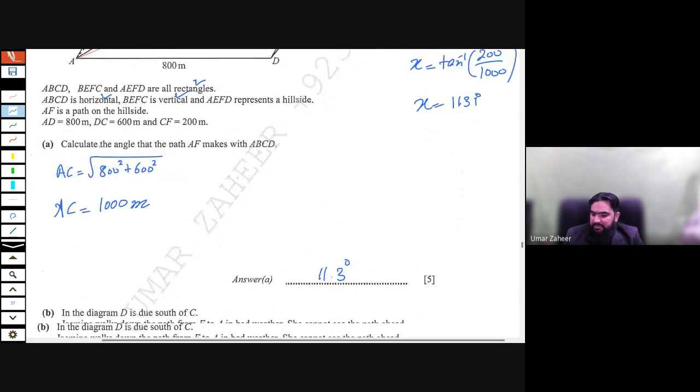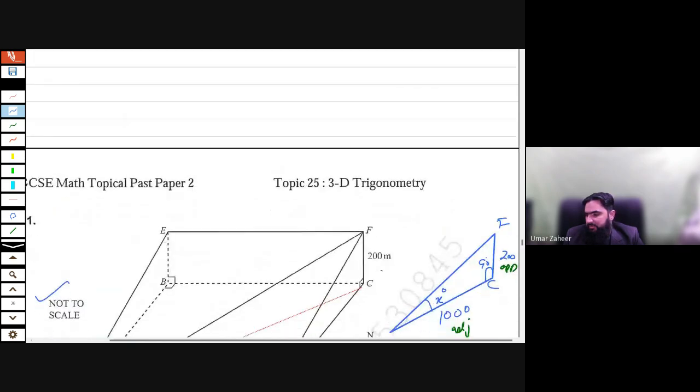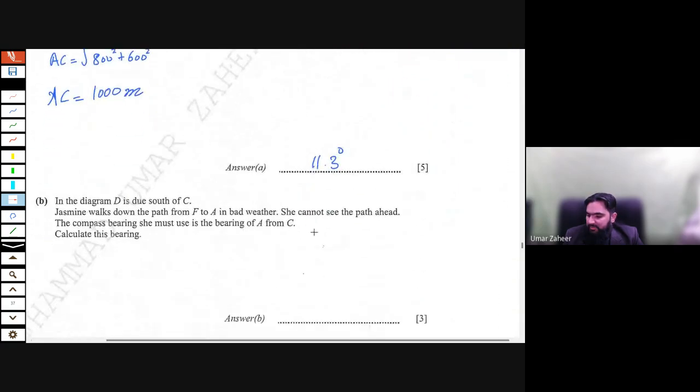In the next part, in the diagram, D is due south of C. The north is on this side. Let's say I have to draw the north. The north is going to be here. Now it says that Jasmine walked down the path from F to A in bad weather. She cannot see the path ahead. The compass bearing she must use is the bearing of A from C. We have to find the bearing of A from C.